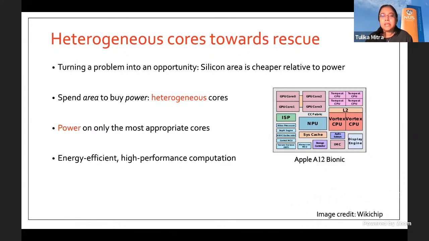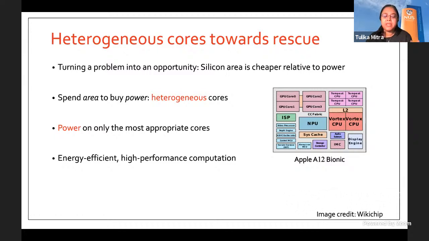So instead, what the architects and the circuit designers have done is that they have turned this problem into an opportunity. So what is this opportunity? The opportunity is that silicon area is very cheap because of Moore's law. That was true till today. So the silicon area is very cheap, but the power is very, very costly. So we cannot afford to have a lot of things switched on at the same time, because we are limited by power. But we can put a lot of things on the chip.